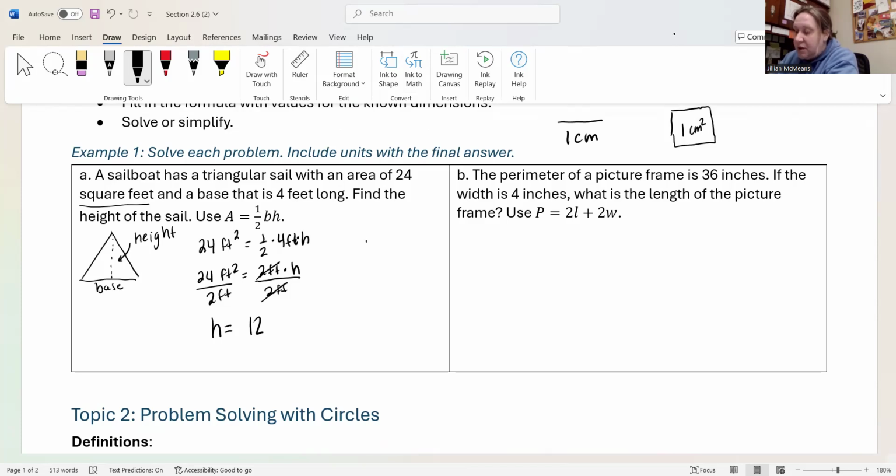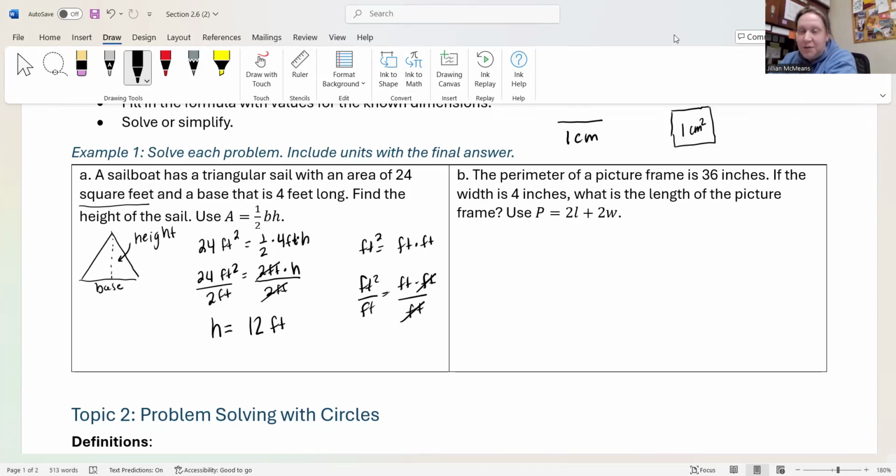So imagine instead of writing feet squared as feet with the exponent of 2, what if I wrote it as feet times feet? And then I can take feet squared and divide it by feet, which is feet times feet divided by feet. Well, one of those feet cancels, leaving 1 foot left behind. So the height is 12 feet.